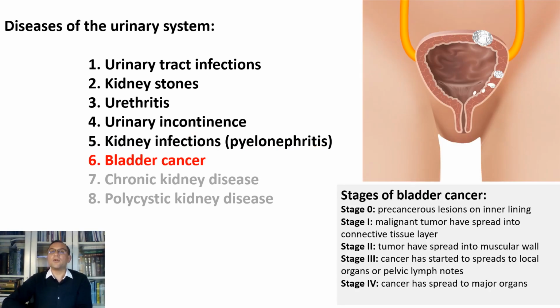Bladder cancer refers to the abnormal growth of cells in the bladder lining. It often causes blood in the urine, frequent urination, pain during urination, and pelvic pain. Risk factors for bladder cancer include smoking, exposure to certain chemicals, chronic bladder infections, and family history of the disease.